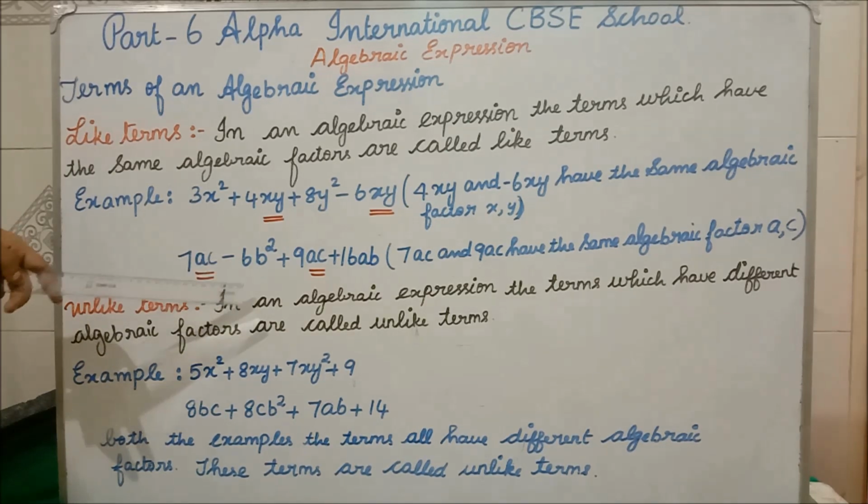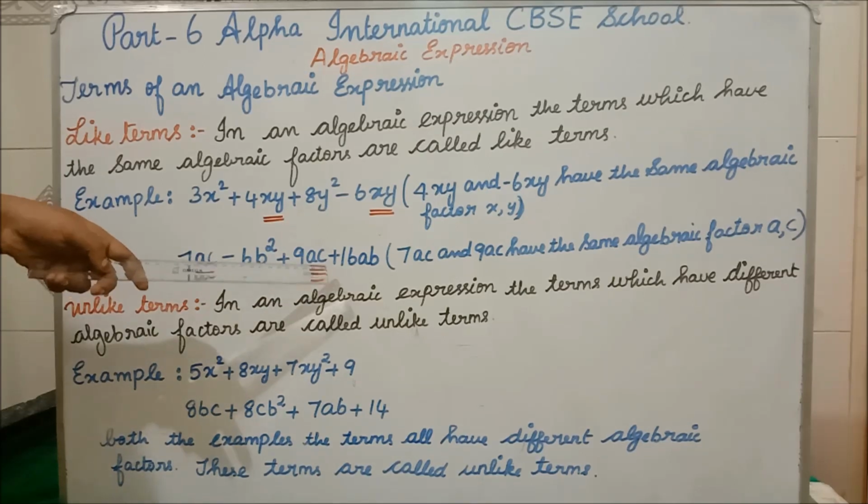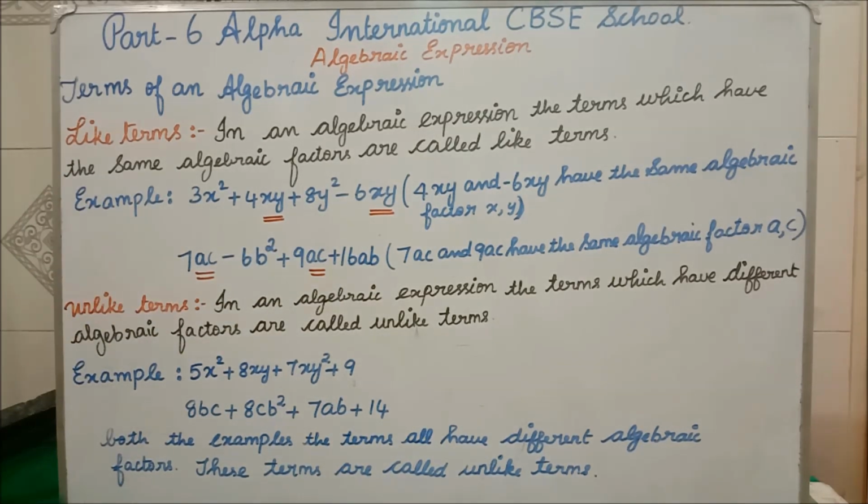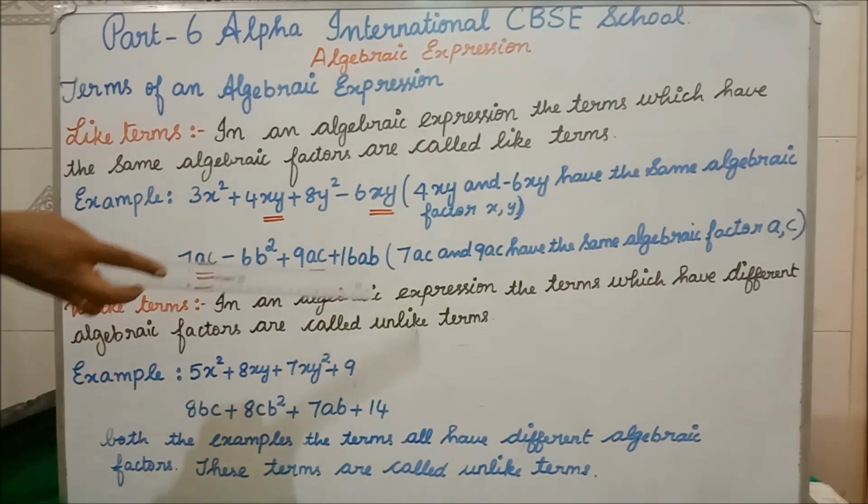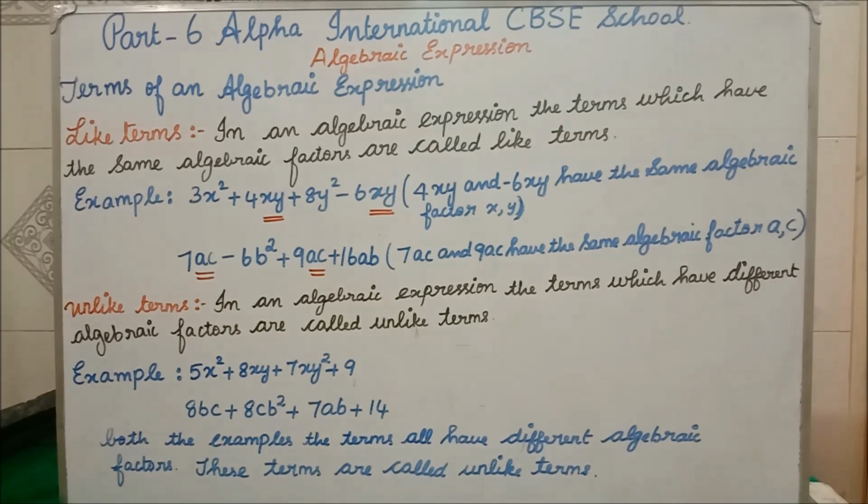7ac minus 6b square plus 9ac plus 16ab. You have to see first how many terms are there in this expression. This is the first term, this is the second term, this is the third term, and this is the fourth term. After seeing the terms, you have to see the variables. Here we are having ac. Is there any other ac term? Yes, that is 9ac. Therefore, these two terms are like terms. The remaining two terms are unlike terms. Clear?